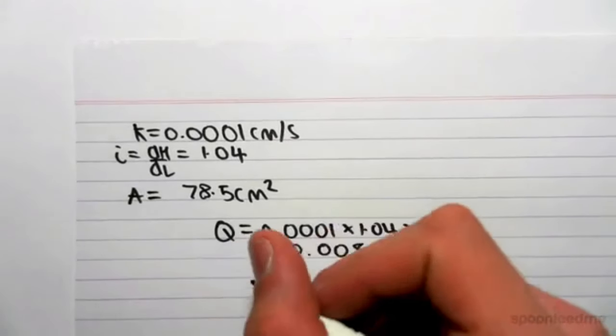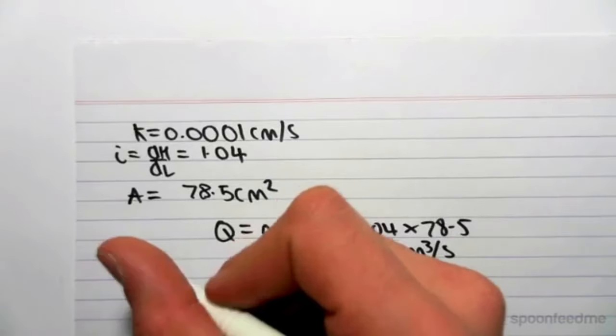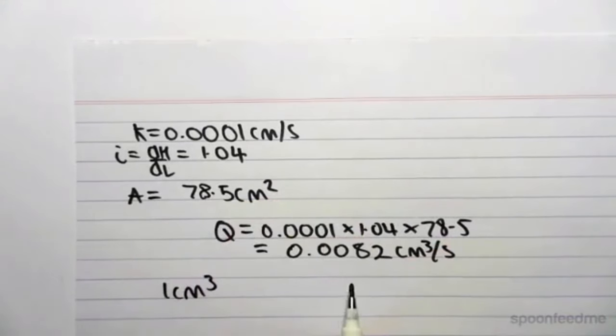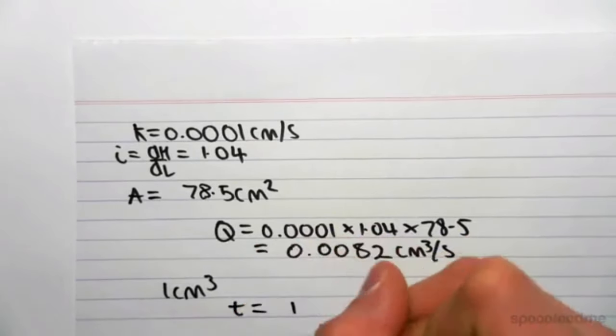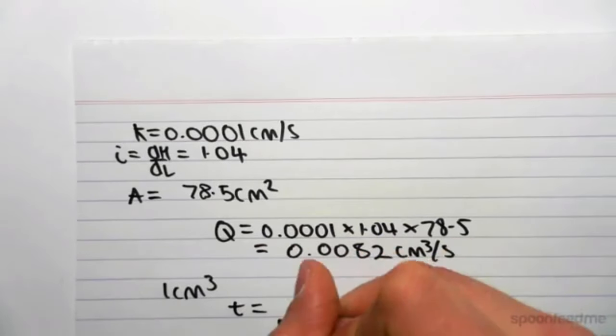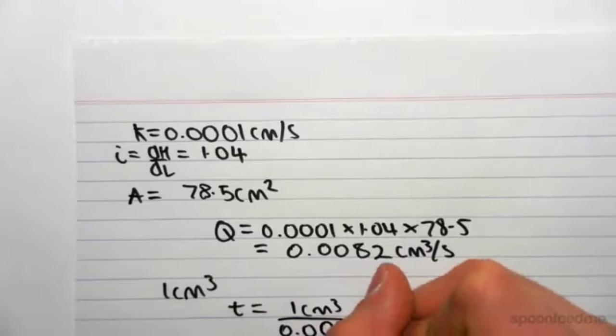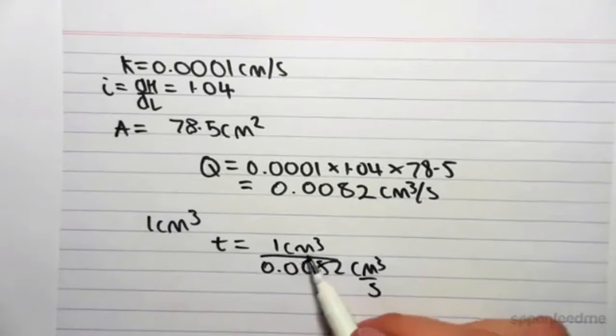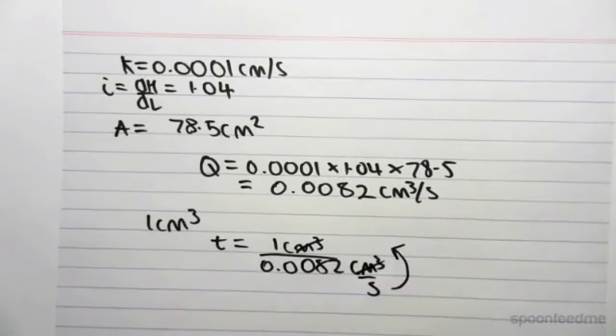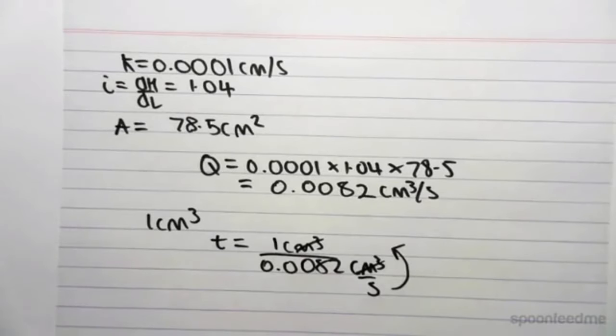So now I want to know the time taken for 1 centimeter cubed to pass through. So it takes 1 second for 0.0082 centimeters cubed per second. To find how long it's going to take for 1 centimeter cubed, intuitively it's obviously going to take more than a second. So the time taken will be 1 centimeter cubed divided by 0.0082 centimeters cubed per second. In terms of units, the centimeters cubed will cancel, and the second will pop up to the top.